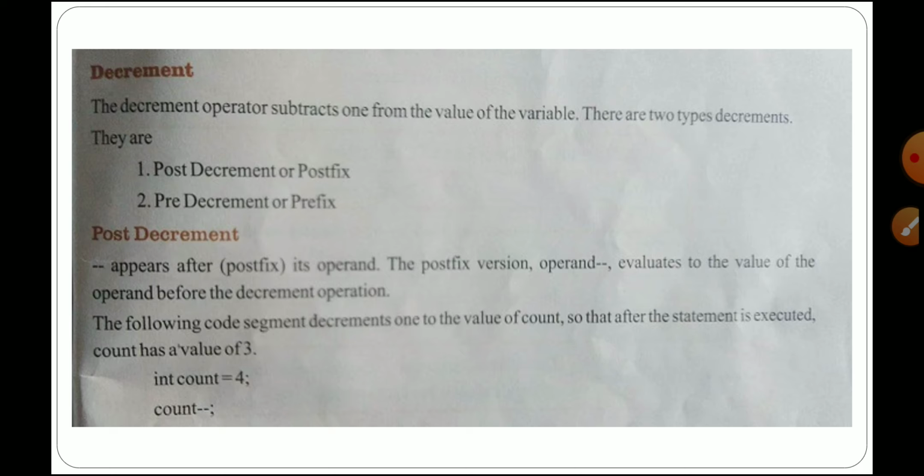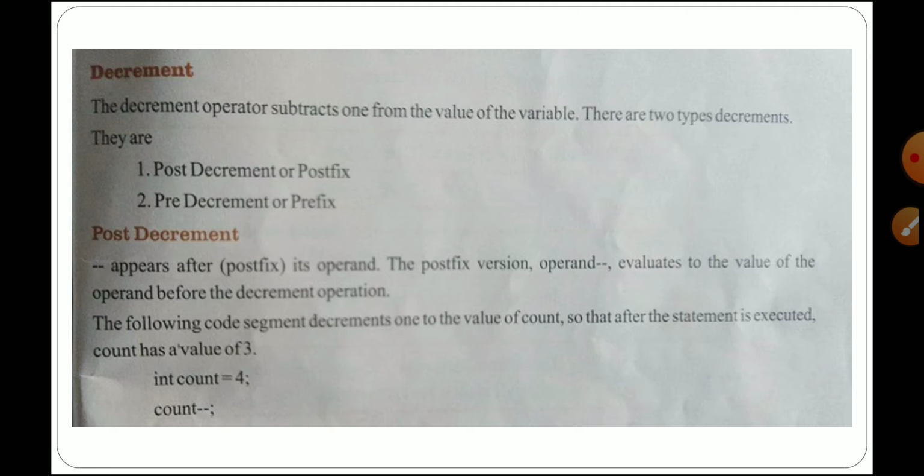Post decrement means what? The example is given below. The operator symbol we have to use is minus minus. In increment we use the symbol plus plus; in decrement we use the symbol minus minus. That is called the operator.